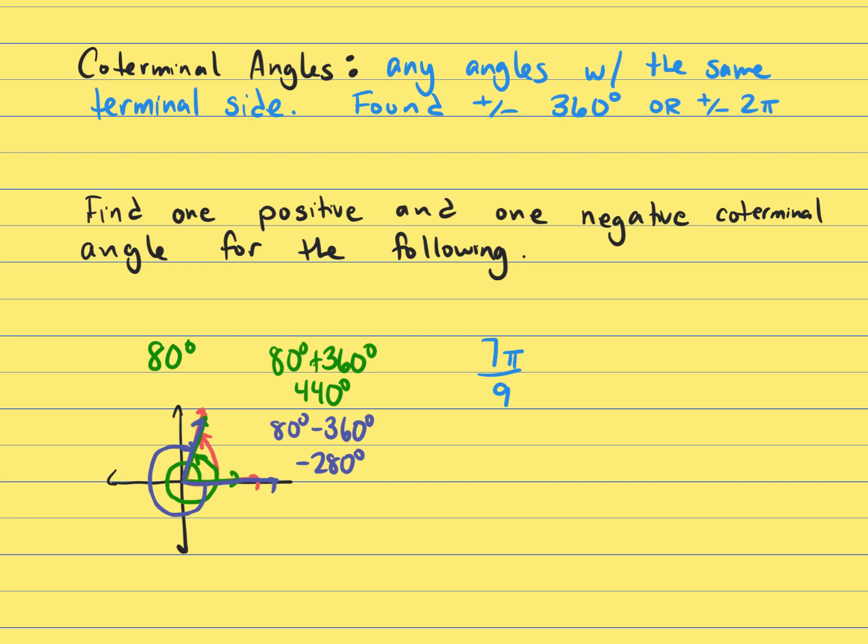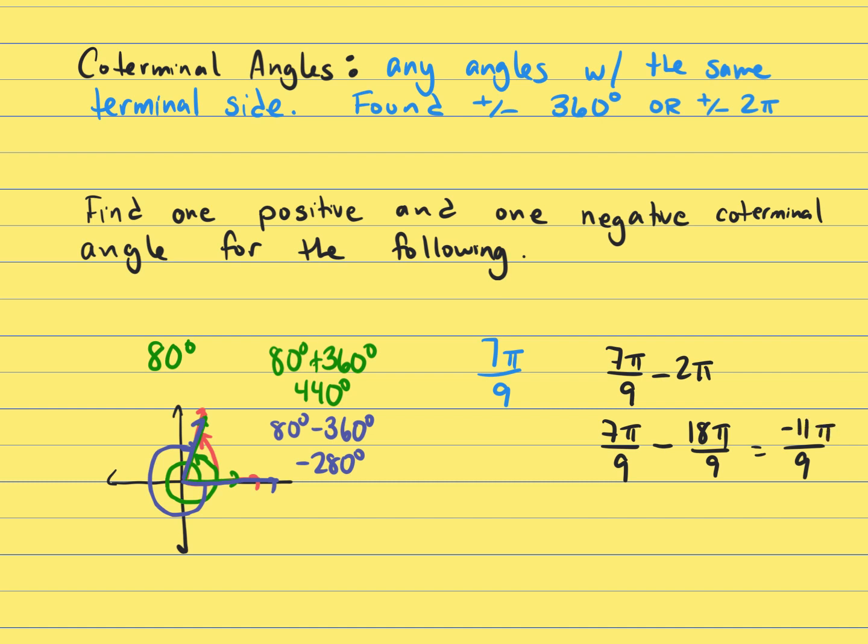For radians, same idea: 7 pi over 9. Now, 7 pi over 9, you could turn it to degrees, but I don't need to in order to find coterminal angles, because I can simply subtract 2 pi. Now, if I want to have common denominators here, 7 pi over 9 minus 18 pi over 9. So 7 pi minus 18 pi over 9 is simply going to be negative 11 pi over 9.